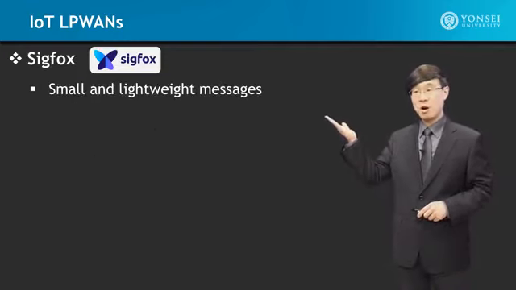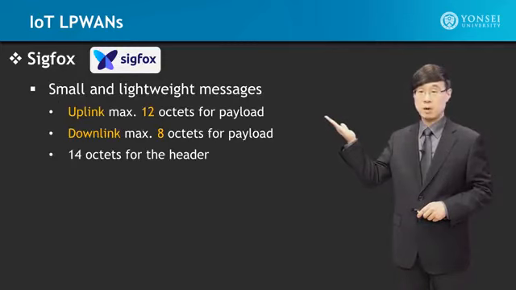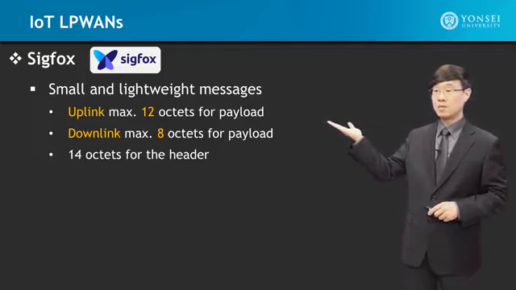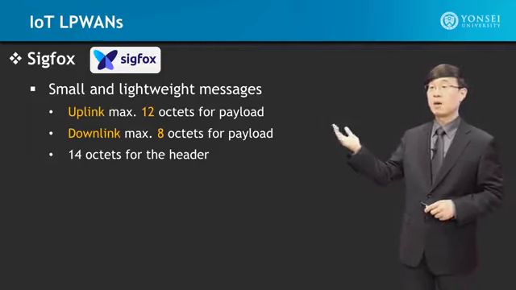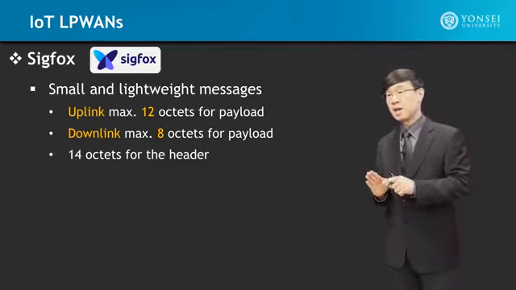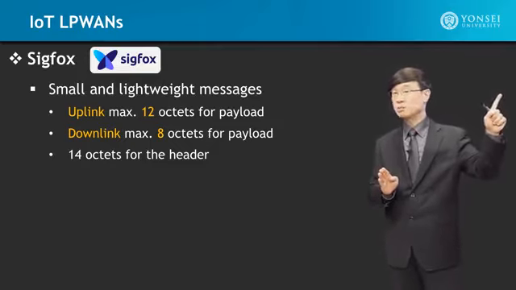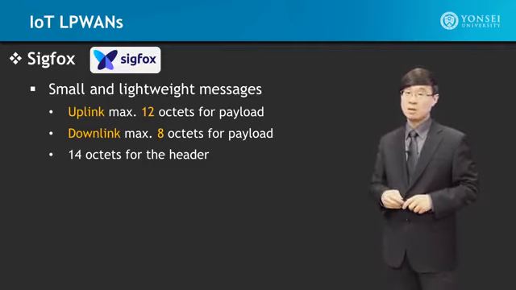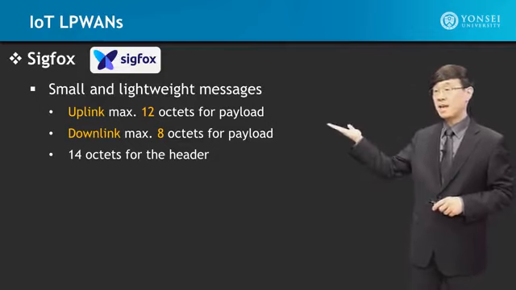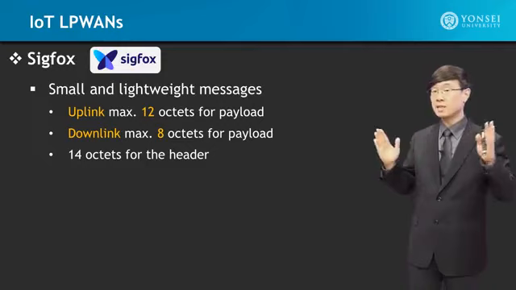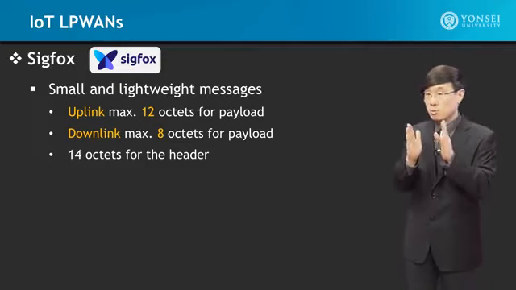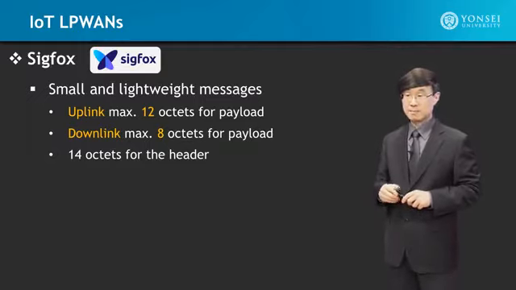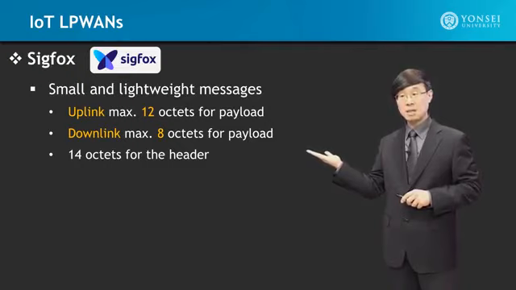Small and lightweight messages are what are transferred over Sigfox networks, with an uplink maximum of 12 octets for payload. That's 12 bytes. Uplink means that the sensor nodes are sending to the overall Sigfox base station access point. Their packet sizes are limited to 12 octets, 12 bytes. And that is for the payload, meaning that the overall packet is going to be larger. However, the information that you can put into a packet, which is the payload, is limited to 12 octets in size. In addition, downlink max is 8 octets for payload.